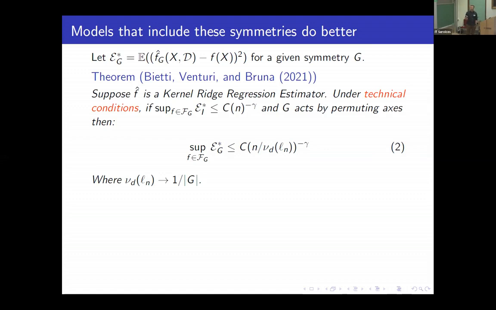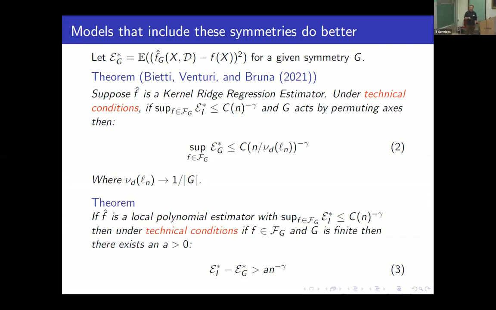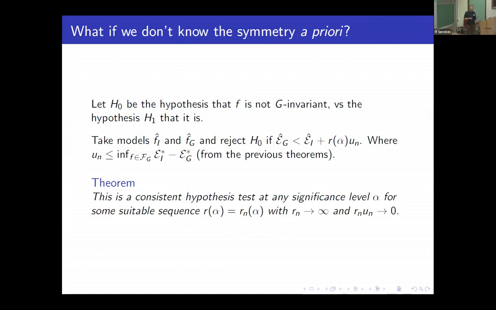My work's in a slightly different context. Instead of working with kernel ridge regression estimators, I work with local polynomial estimators, and we show a similar result, but under different conditions. Particularly, we're able to work with a slightly different class of functions. And what's really nice is that we can then use this result to say that these models do better, to start to ask the question, what if we don't know about the symmetry ahead of time?